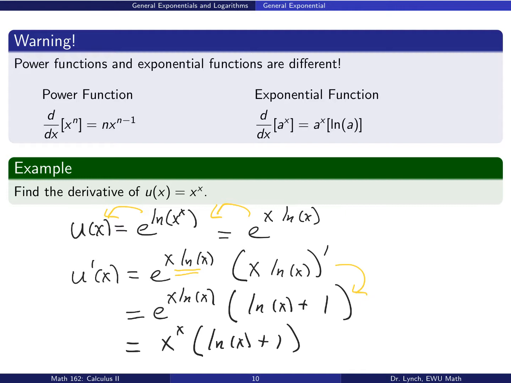Now, of course, e to the x ln x, if you track it backward, just came from u of x, which is x to the x. So we see here that the derivative is x to the x times the natural log of x plus 1. So again, when you have mixes of power and exponential functions, go ahead and use the e to the ln trick to rewrite that as an exponential function with a composition in the argument.